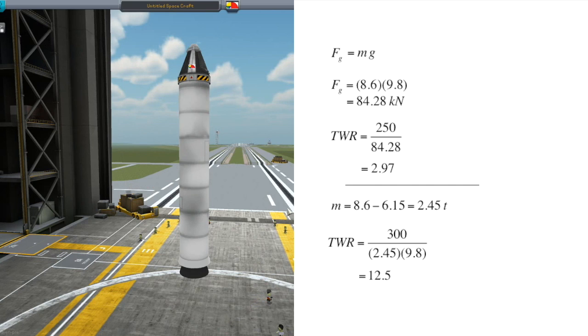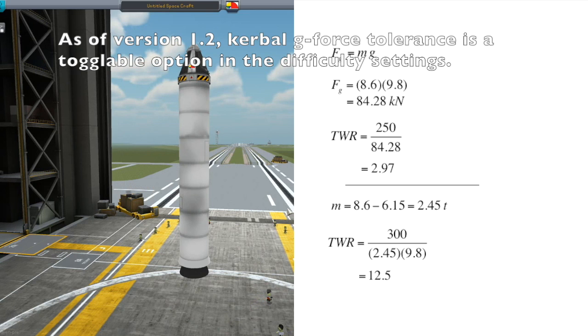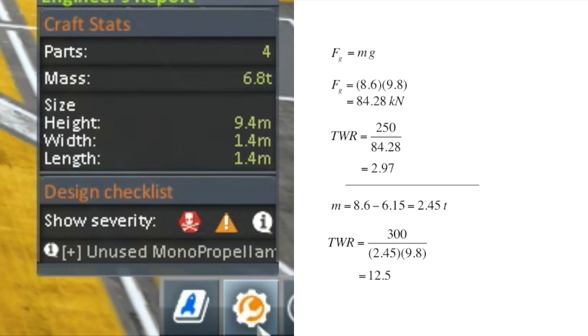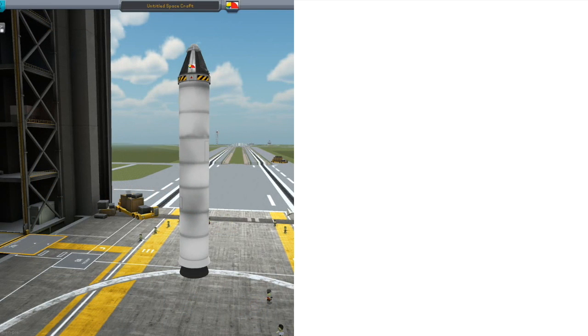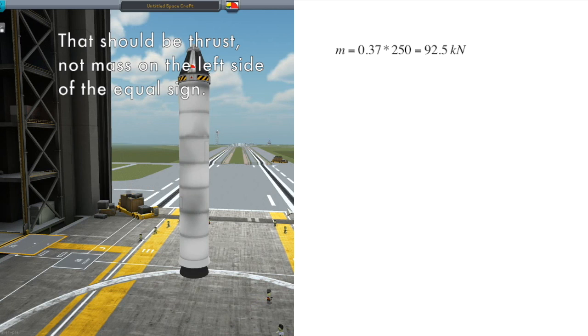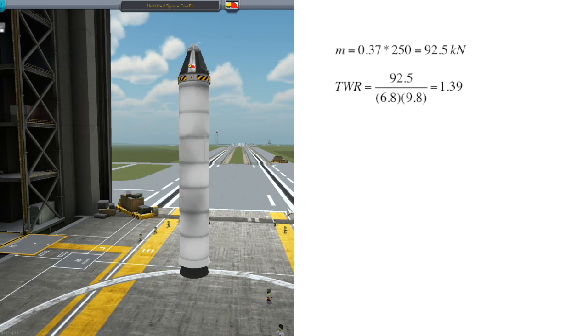Now, KSP doesn't model that effect on our pilot, but nonetheless, let's get this under some control and go to the tweaked version of my rocket. After taking out about a quarter of the fuel, the mass at launch was 6.8 tons. In addition, I reduced the thrust to only 37% of its max thrust. That gives us a launch thrust of 92.5 kilonewtons, and this gives us a launch thrust-to-weight ratio of only 1.39. Now that's more like it.